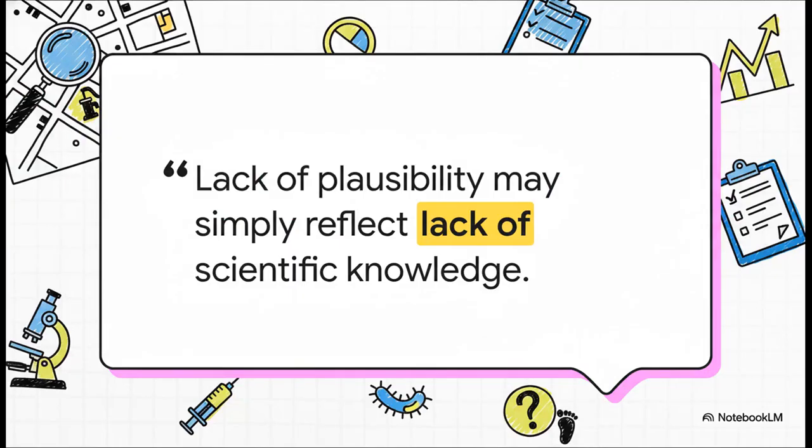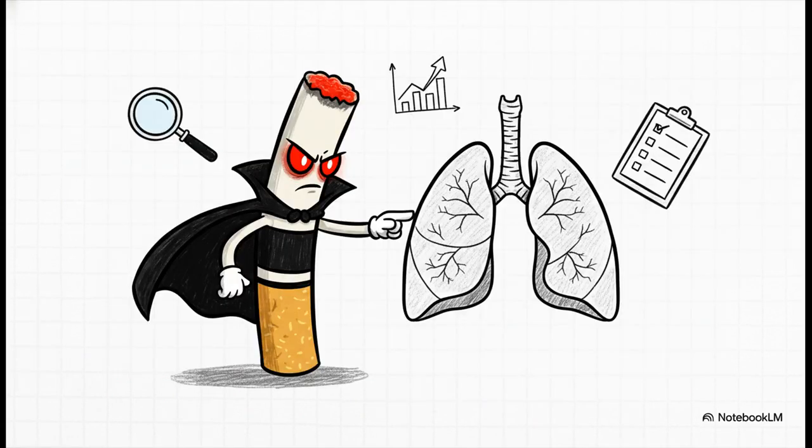This point on plausibility is so important. When John Snow claimed cholera was in the water, people thought he was crazy. They just couldn't imagine invisible microbes. This quote is a great reminder that what seems totally impossible today might just be a science we haven't discovered yet. So let's fast forward about a century and use this same checklist on a much more familiar villain.